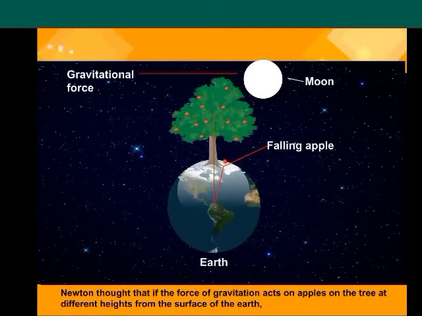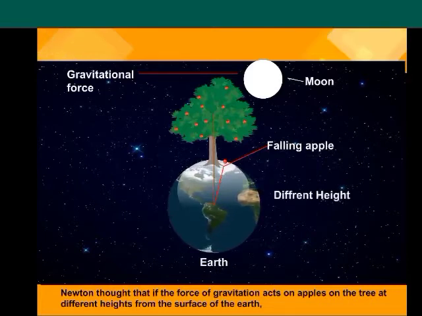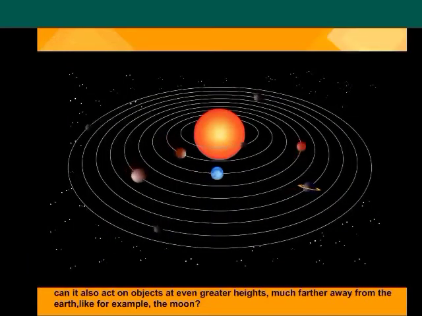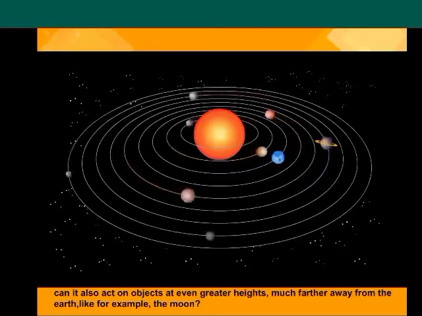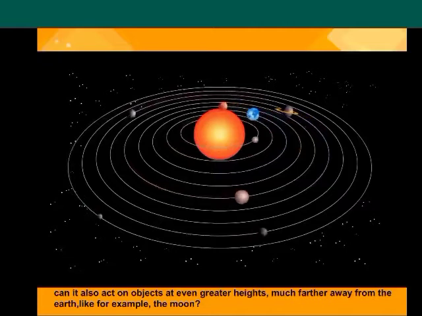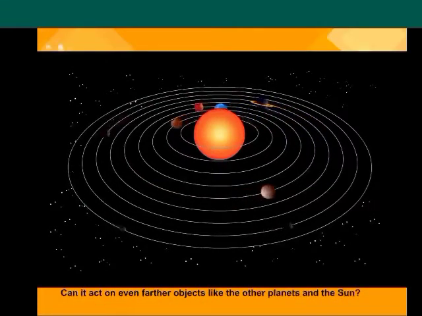Newton thought that if the force of gravitation acts on apples on the tree at different heights from the surface of the earth, can it also act on objects at even greater heights, much further away from the earth, for example the moon? Can it act on even farther objects like the other planets and sun?